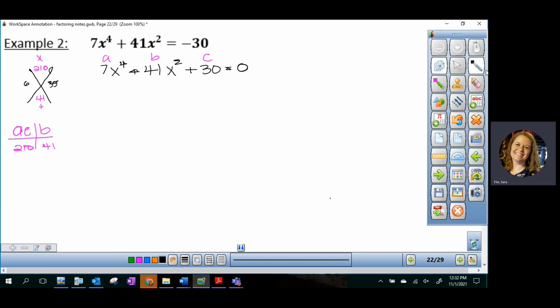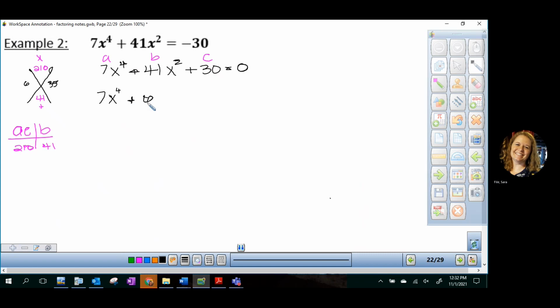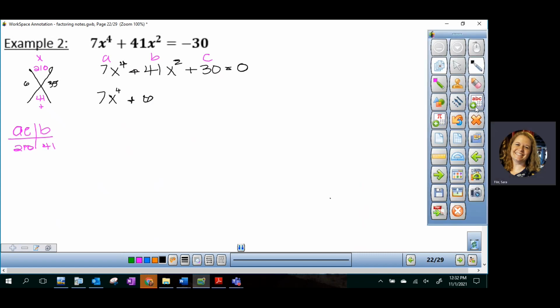Those are the numbers. Now, I'm going to freeze the screen again. I want y'all to try and go from there. Now, pay attention. This is x to the 4th and x squared, not x squared and x. So just pay attention to your exponents. Make sure you're putting the right exponents.